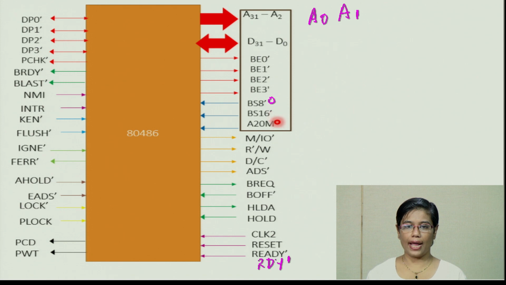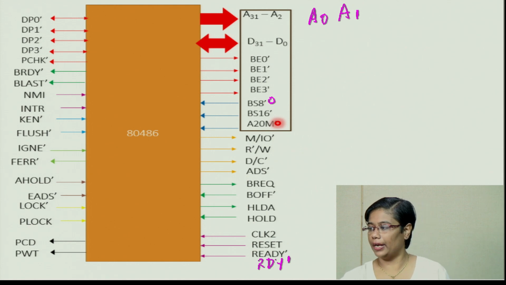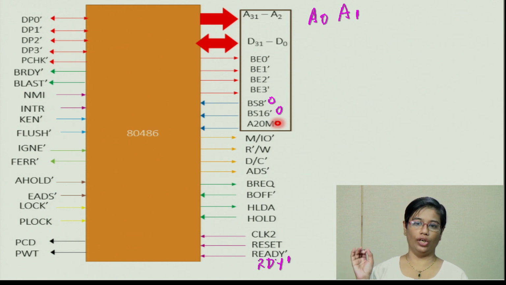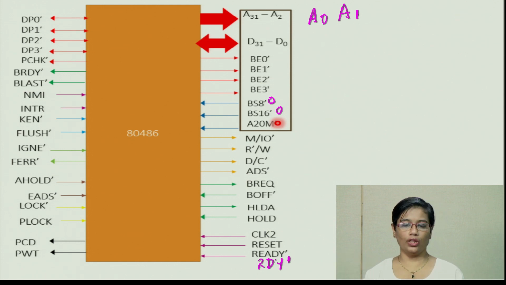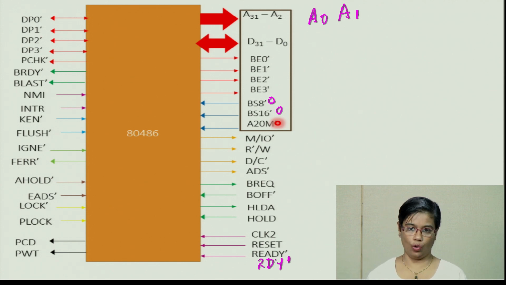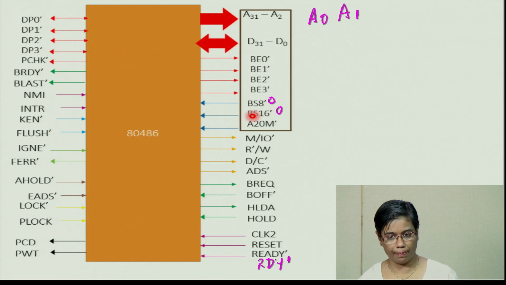There is one more line, bus size 16. We had this in 80386 also. If this signal is made low, then it means that the size of the bus would be 16 bits, D0 to D15. So you can control the size of the bus. You can make it 8 bits, 16 bits, or you can make it 32 bits, the normal size. If both of these signals are inactive, then it's going to be a 32-bit bus.